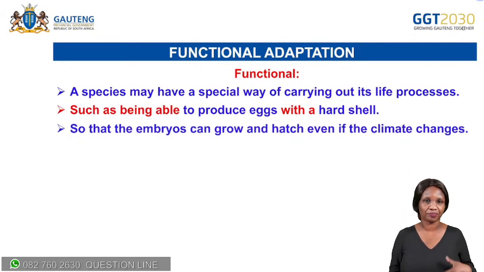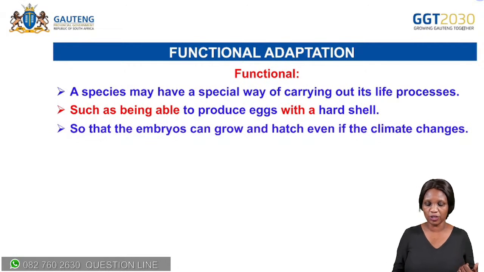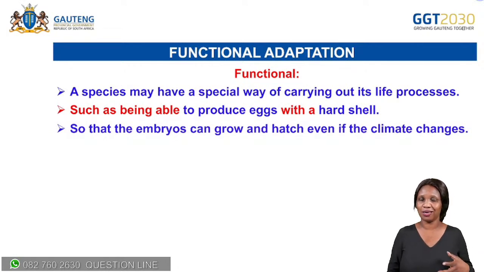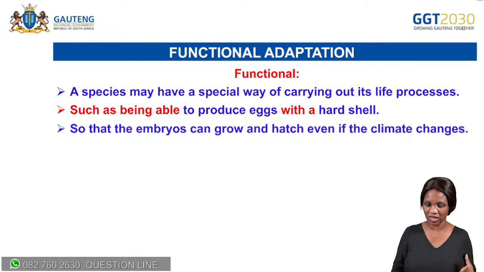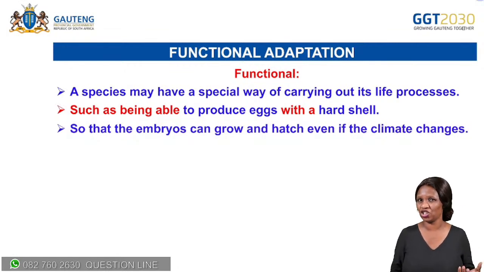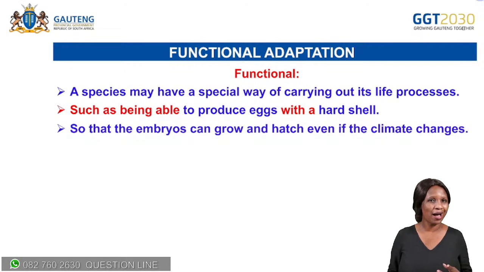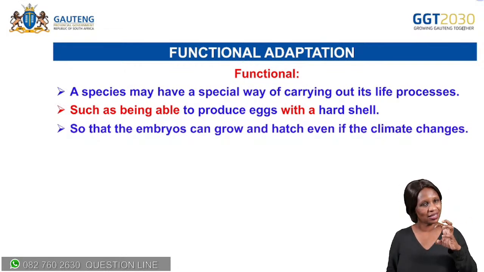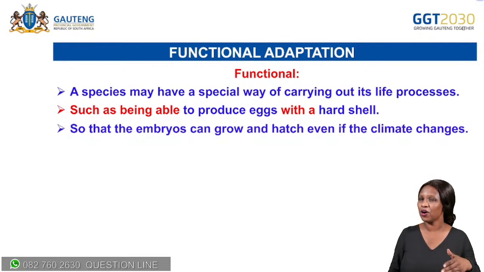And then we've got animals. They need to function in special ways. For example, producing eggs with a hard shell, like the birds. They produce eggs with a hard shell. Why? Because they are protecting the embryos so that they can grow, develop, and hatch. Right.